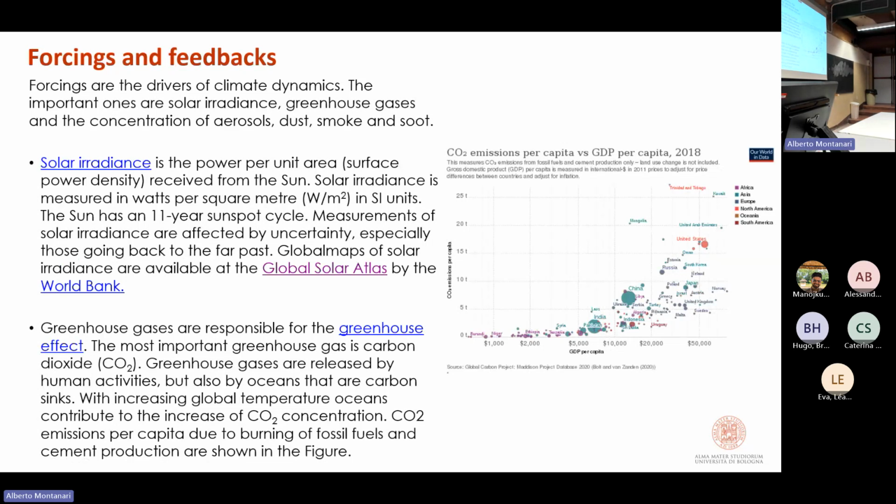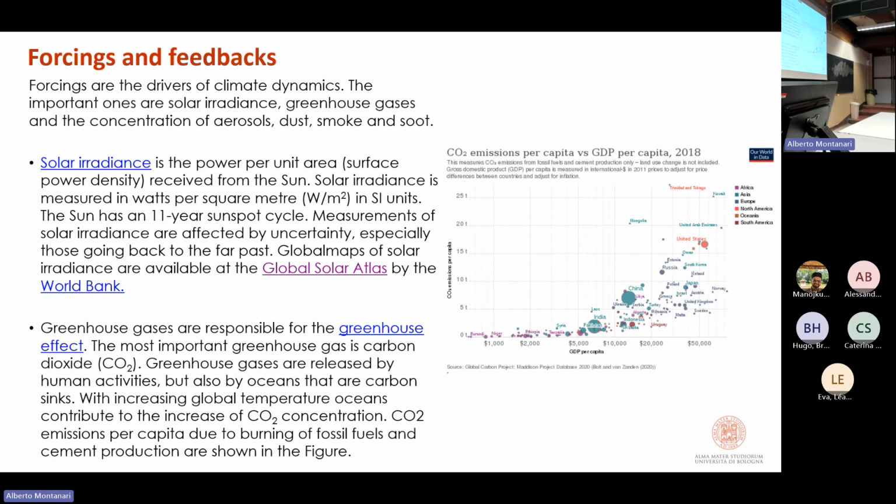Again, greenhouse gases are another driver of climate dynamics. Greenhouse gases are responsible for the greenhouse effect. I don't think we need to focus on what the greenhouse effect is. It is the effect that is consequent to the increase of concentration of greenhouse gases in the atmosphere. CO2 is the most important, but it's not the only one. There is also methane as a greenhouse gas. There is water vapor. Water vapor is a greenhouse gas.